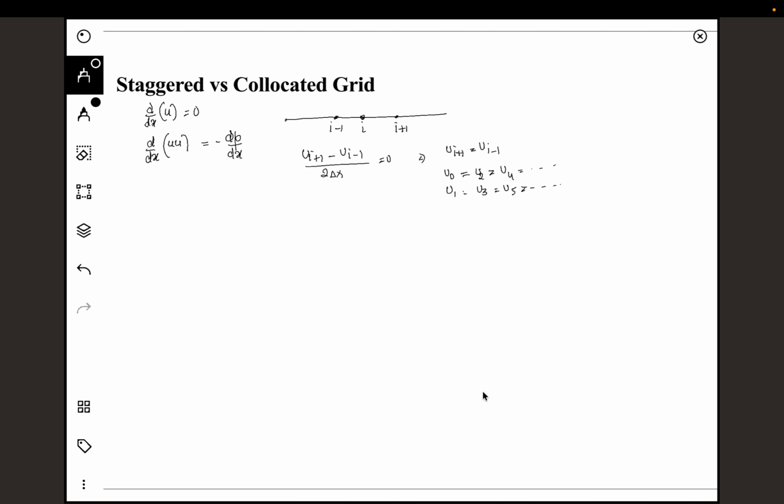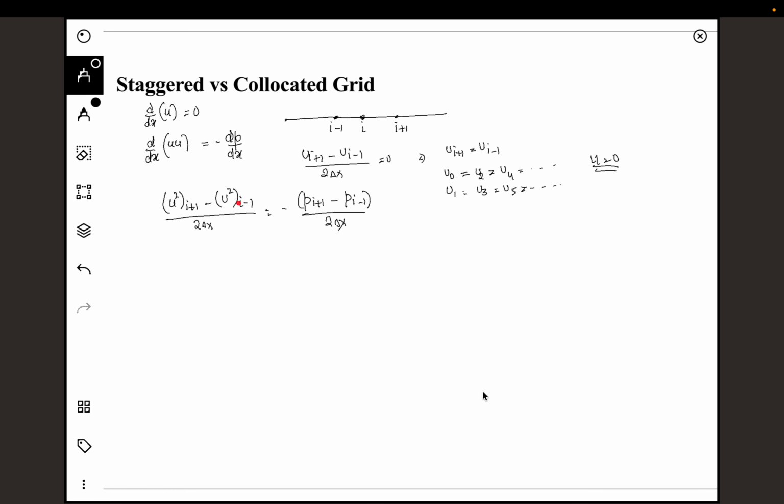So if I have the boundary conditions such that even and odd are there, and throughout u is 0, then if we discretize the momentum equation, here we'll have u square, again the same equation, minus u square by 2 delta x should be equal to minus pi plus 1 minus pi minus 1 by 2 delta x. Here also you will get the same problem.